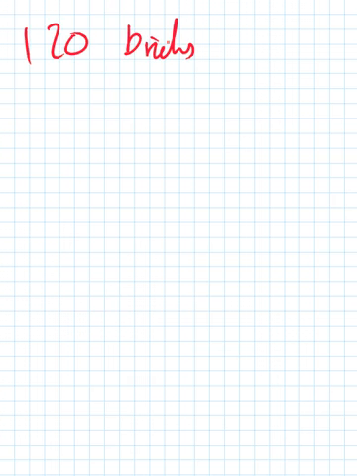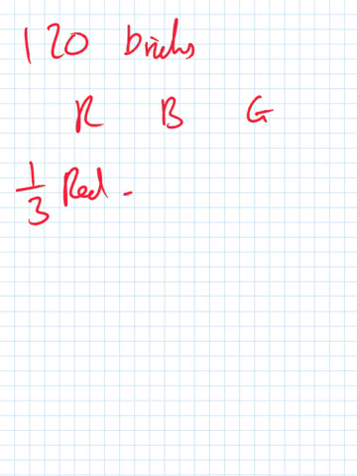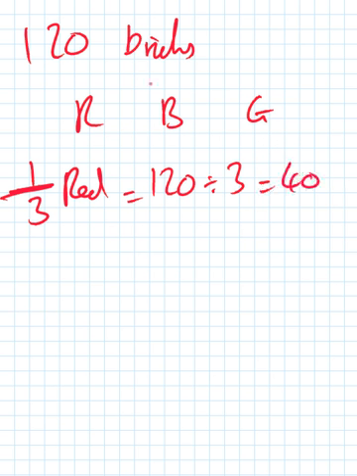We've now got there are 120 bricks in a box. The bricks are red, blue or green. A third are red. So that's equal to 120 divided by 3, because the line means divide. That gives us 40. So we've now got 40 are red.